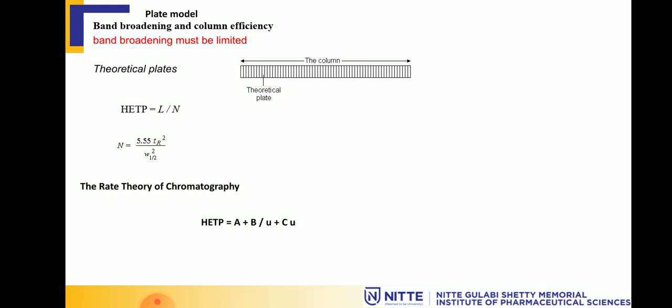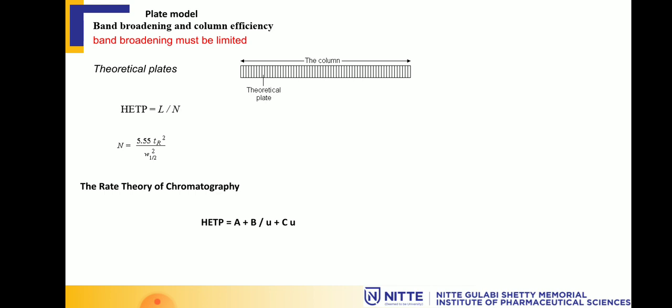And then what is the resistance to mass transfer? It is the band of the analyte which is broadened because of the equilibrium between the stationary phase and mobile phase, right? So the analyte takes a certain amount of time to equilibrate between these two, right?